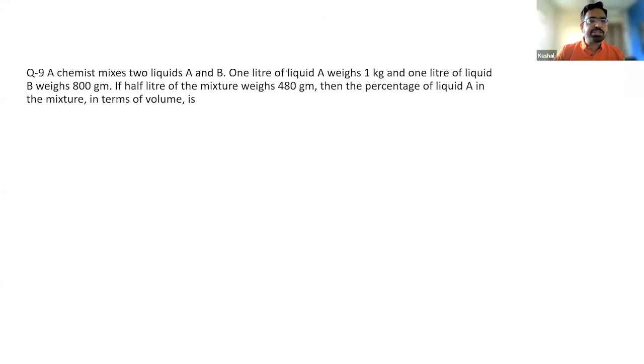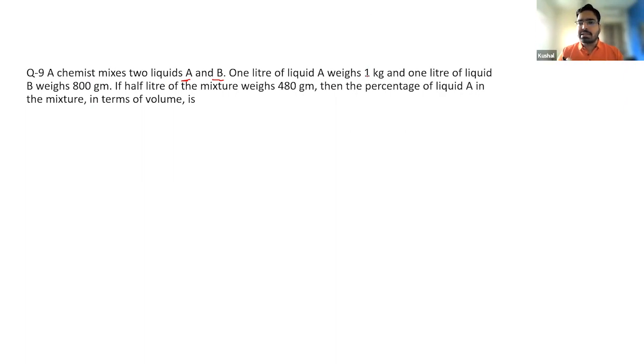Let's have a look at question number 9. Let's try and solve this. Another very interesting question which has got a very clear application of your mixtures and solution or alligation type of questions. Okay. A chemist mixes the two liquids A and B. 1 liter of liquid A weighs 1000 grams.